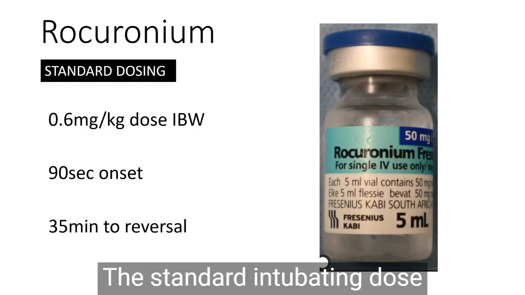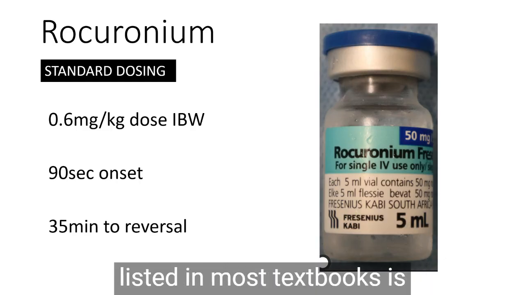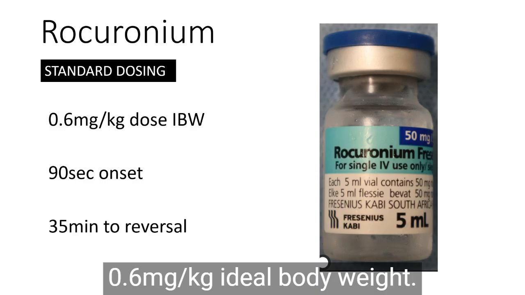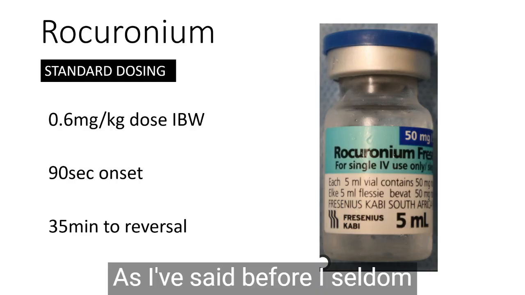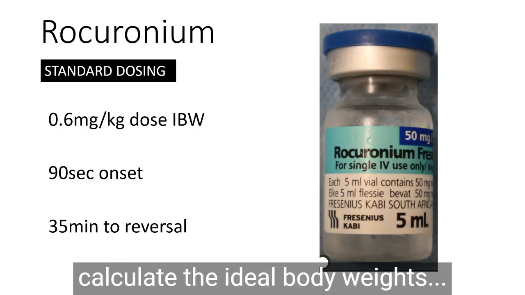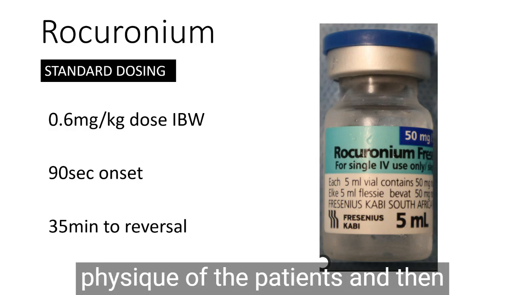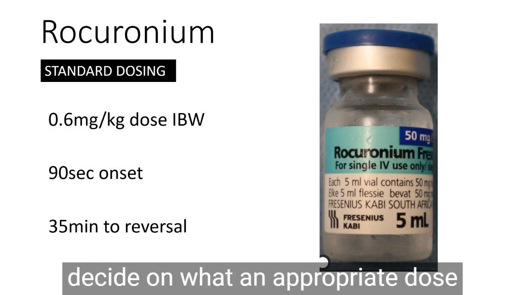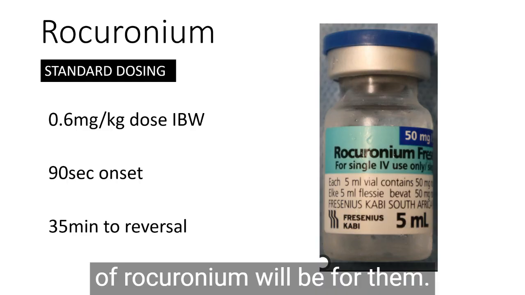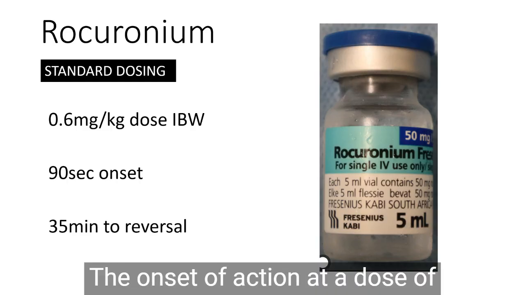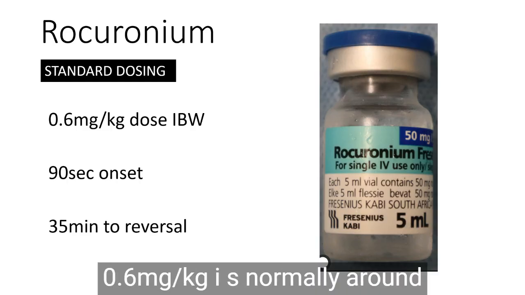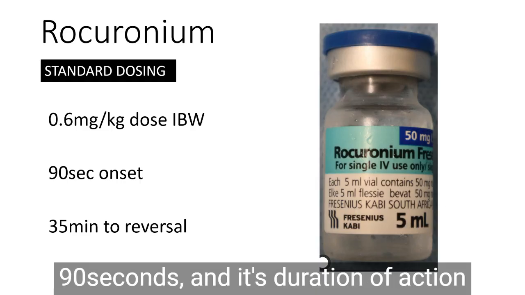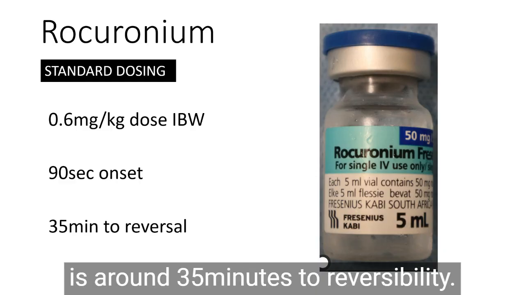The standard intubating dose, as listed in most textbooks, is 0.6 milligrams per kilogram, ideal body weight. As I've said before, I seldom calculate the ideal body weight. I rather have a look at the general physique of the patient and then decide on what an appropriate dose of rocuronium will be for them. The onset of action at a dose of 0.6 milligrams per kilogram is normally around 90 seconds, and its duration of action is around 35 minutes to reversibility.